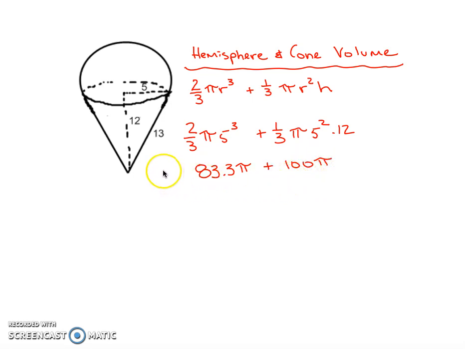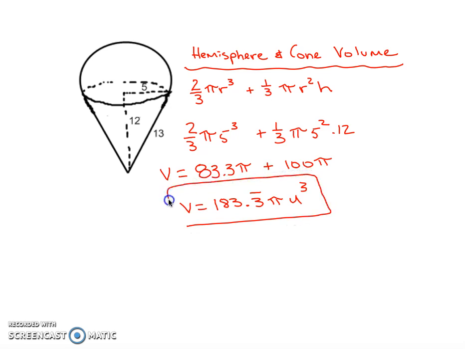And then to find our total volume, we just want to add these two together since both are in units of pi. We can just add them together and we don't even have to plug pi in. So our overall answer would end up being 183.3 repeating pi, and we don't have any units in this one, so we're just going to label it units cubed because we know we're finding volume. So this is what you should find for your overall volume for the hemisphere and the cone combination.